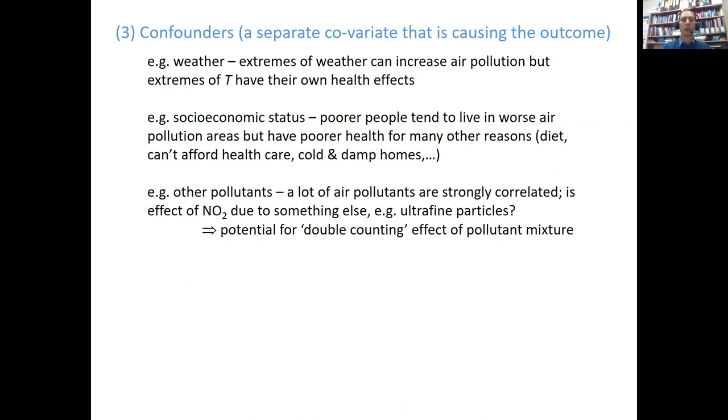Another very important confounder, particularly for long-term studies, is socioeconomic status. So poorer people tend to live in worse air pollution areas because they can't afford the housing away from the poor air pollution. And of course, poorer people tend to have poorer health for many other reasons. For example, poorer diet, or they can't afford healthcare, or they live in colder and damper homes. So that's another classic confounding problem in air pollution studies.